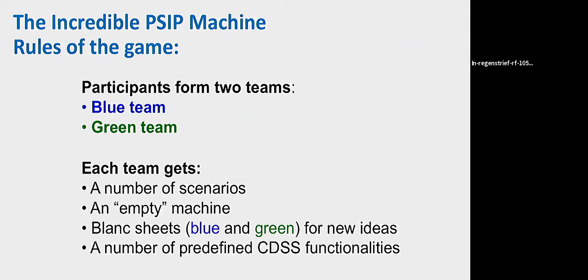So nobody could come and say, this situation will never occur here. But it actually had occurred some places. So that was the description of their task. They also got an empty machine, and they got some blank sheets and a number of predefined functionalities.